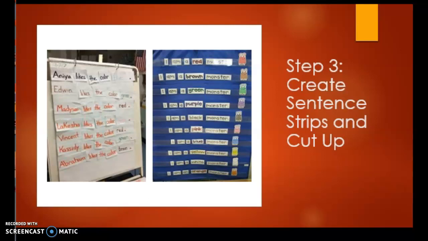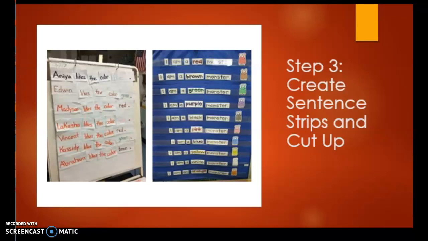So she cut up the sentence strip and then put it back together almost like a puzzle. So this step is really great. It can teach a lot of different skills. So number one is you can either have the students write out their sentence onto their strip themselves. So this would teach writing skills.